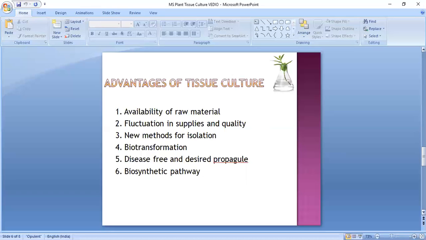Next is biosynthetic pathway. It is very important that here we can choose tissue culture, which can be used for tracing the biosynthetic pathway of secondary metabolites using labeled precursor in the culture media. But we cannot apply this method over the cultivation techniques. So here we can use that method for changing the pathways of secondary metabolites.